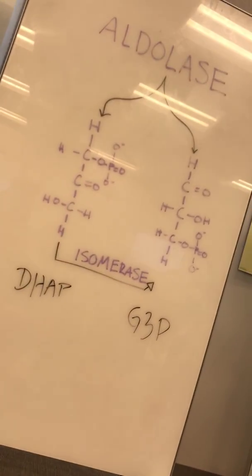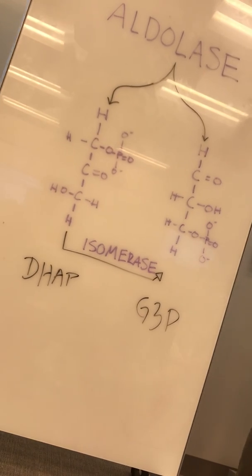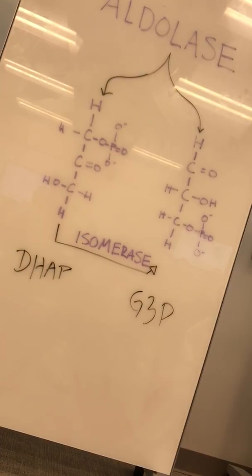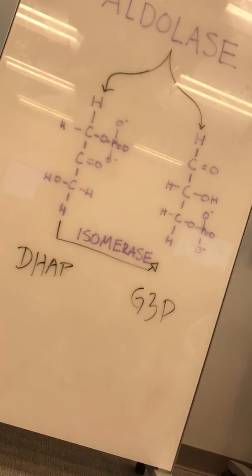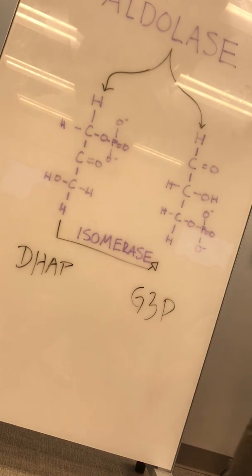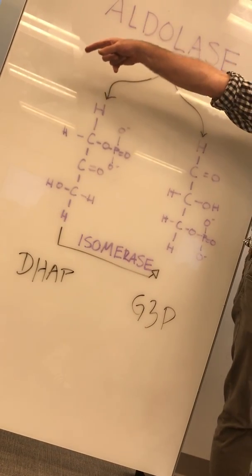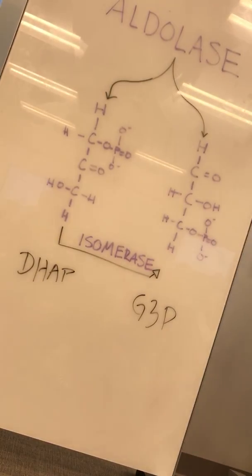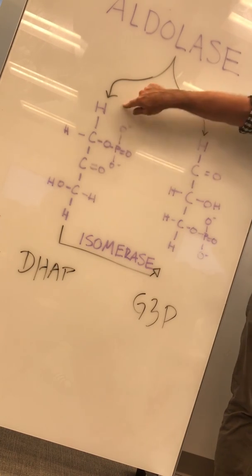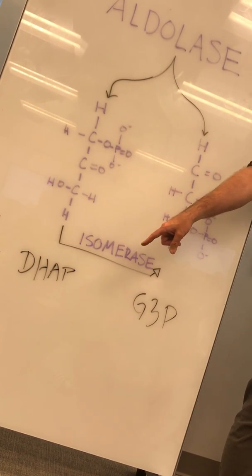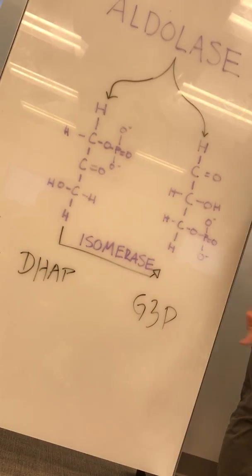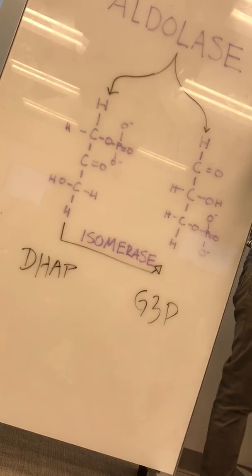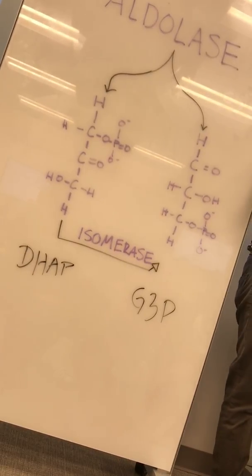Aldolase, or as I affectionately refer to it in the other section, fructose karate chopolase. Crack, because what it does is it takes that 6-carbon molecule and makes it into 2 3-carbon molecules. And these two things are isomers of each other. DHAP is dihydroxyacetone phosphate. G3P is glyceraldehyde 3-phosphate.